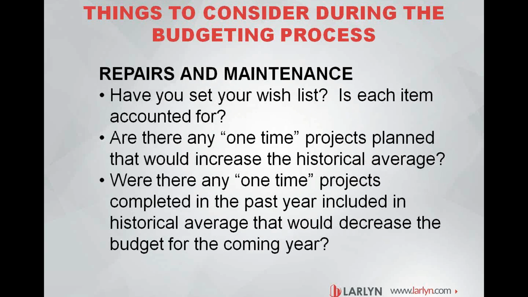Next to consider when doing the budgeting process are repairs and maintenance for the coming year. Has your wish list been set? Have you accounted for each item that you wish to spend? Also, are there any one-time projects planned that would increase the historical average? Were there any one-time projects completed in the past year that would affect the historical average and decrease the budget in the coming year? For example, if you were to put extra lighting in a parking garage, that would be a one-time expense that happened this year that you wouldn't have to budget for next year.